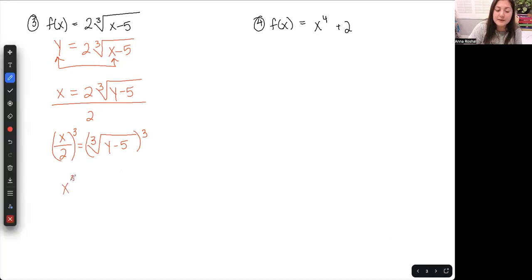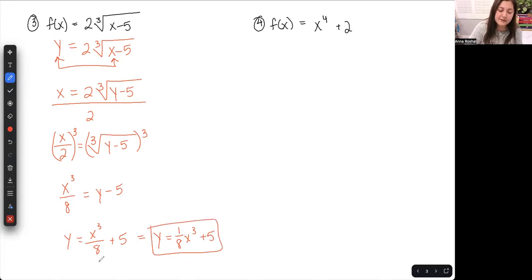I would not recommend leaving this like that. I would recommend going in and being like, okay, x to the third power over 8 equals y minus 5, and then add 5 to both sides. So y equals x to the third over 8 plus 5. Another way you could write this is y equals 1/8 x to the third plus 5. I feel like this is a little bit more algebraic than this because this is not quite as slopey. But either should work in Desmos, okay?